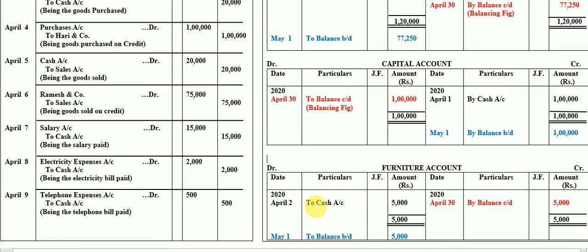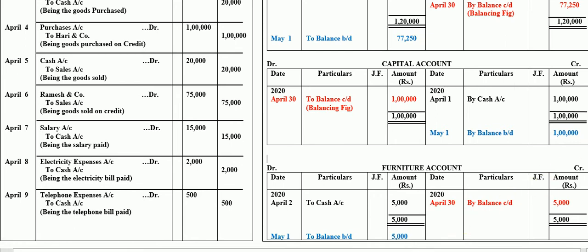So we'll record to cash account, that is 5,000, and there is no other entry of furniture, or any transaction related to the furniture over here. So we'll close the account through 5,000, and there is no balance on the credit side, that's why we'll record 5,000 here also. Got it? And the balance of this is 5,000 on April 30, and the same we'll transfer to the next month, that is May 1st, to balance brought down 5,000, isn't it?